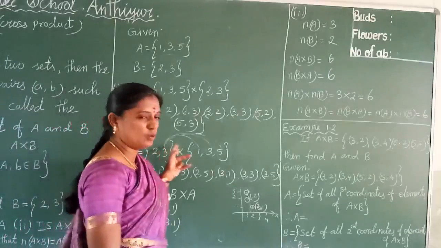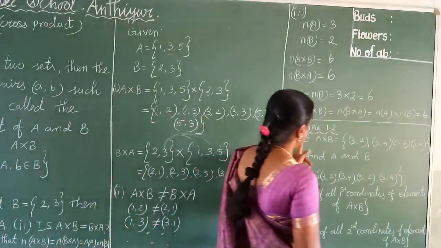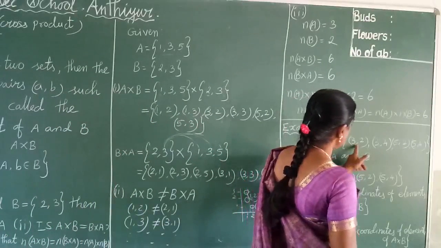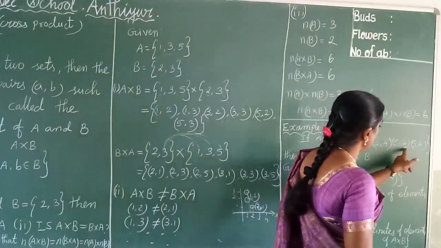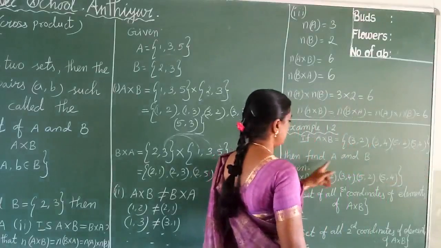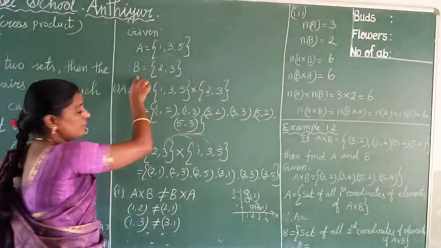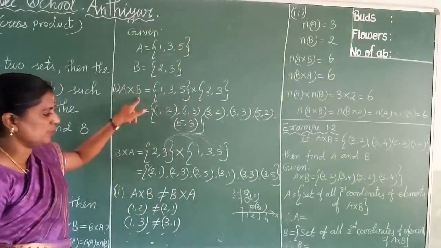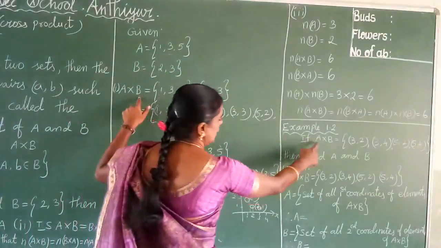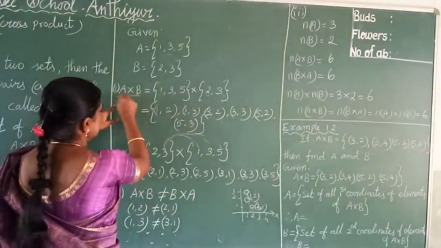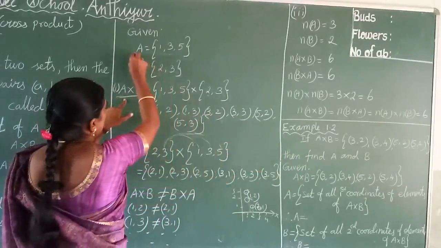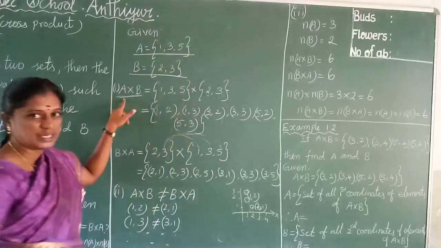Next we see example 1.2. If A cross B is equal to {(3,2), (3,4), (5,2), (5,4)}, then find A and B. Here A and B were given, and we had to find A cross B. But in the second question, A cross B, this answer is given, and we have to find A and B.